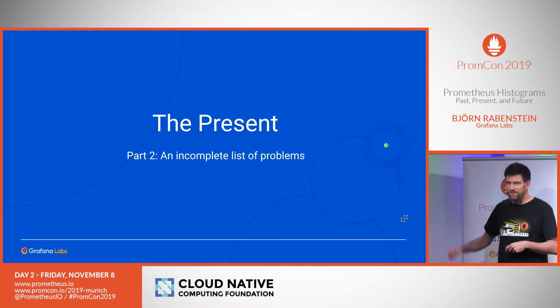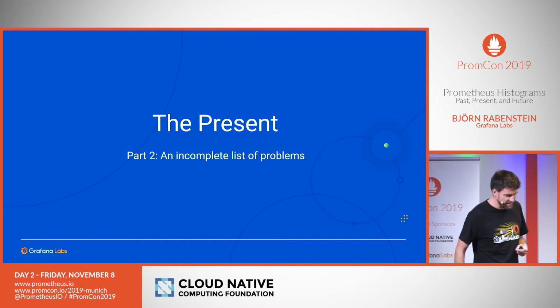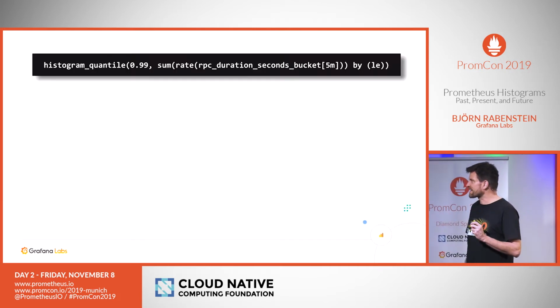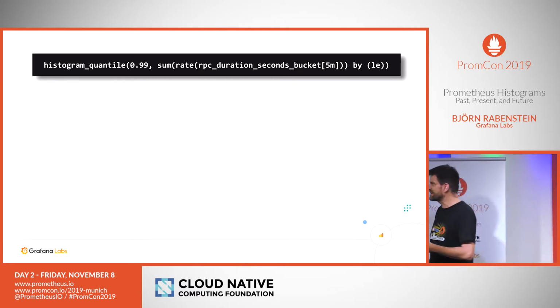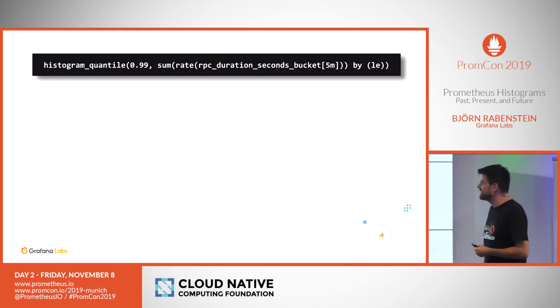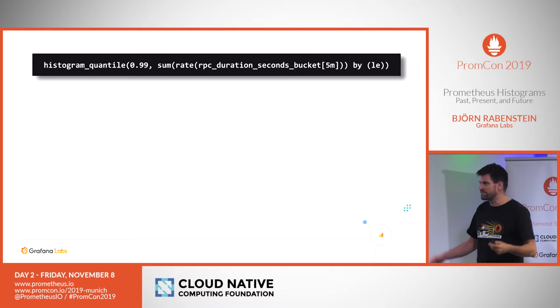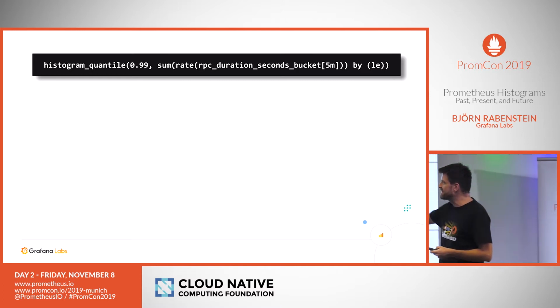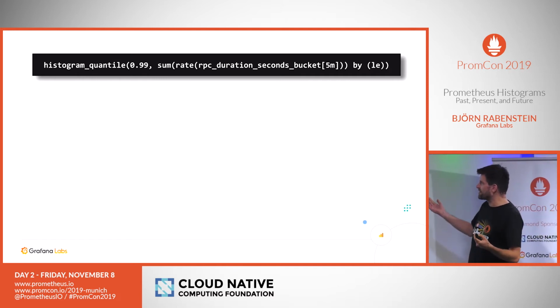So now a list of problems. I left out all the very subtle problems that might still bite you badly, but they are too subtle to explain in 20 minutes. So it's an incomplete list. This is actually why we created histograms back then in 2015. The idea was we want to calculate 99th percentile latency, median latency, and together with histograms we created this infamous function, histogram_quantile. So what's wrong about this?